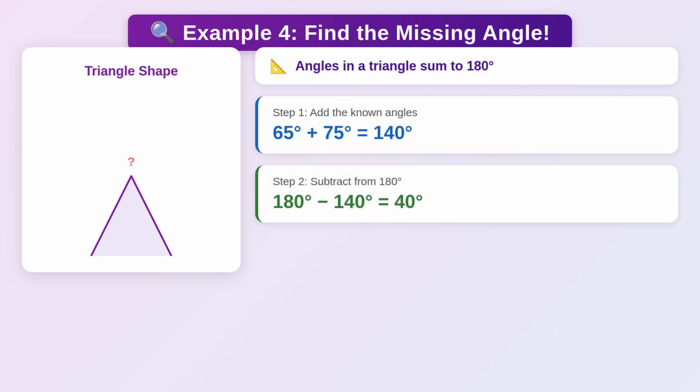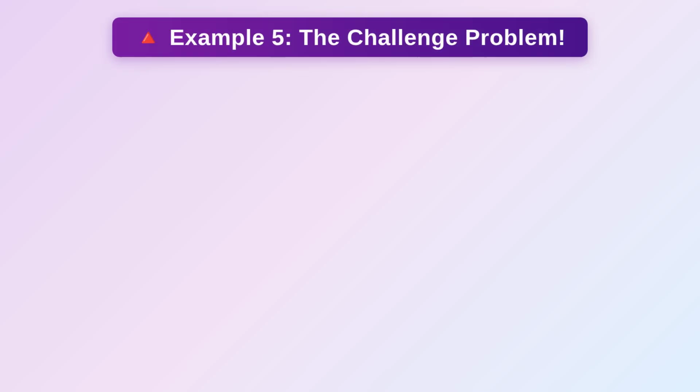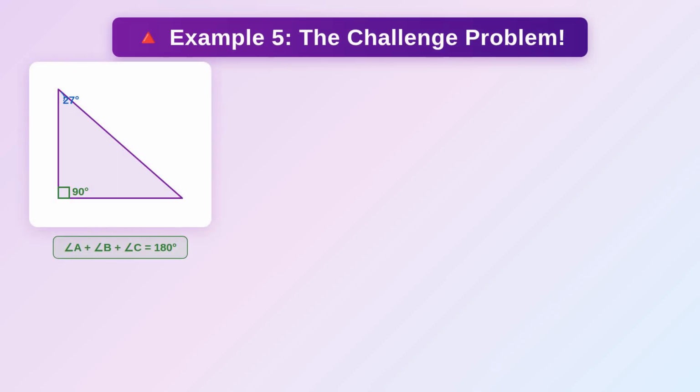Ready for the next level? This is Maya's favorite type of problem. Find the missing angle. A triangle has angles of 65 degrees and 75 degrees. What's the third angle? And what type of triangle is it? We know all three angles add up to 180. So 65 plus 75 equals 140. Then 180 minus 140 equals 40 degrees. The missing angle is 40 degrees. Now check all three. 65, 75, and 40, all less than 90. This is an acute triangle. Maya is on a roll. Look at her go.